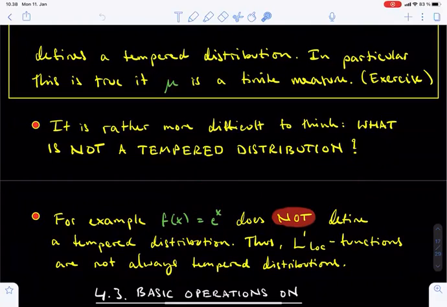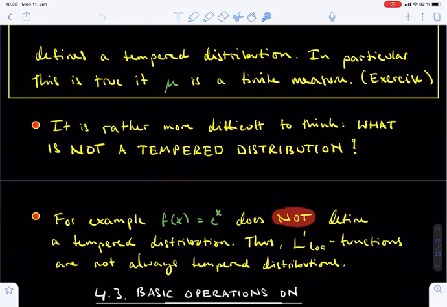The lesson here is that tempered distributions are, in some vague sense, polynomially bounded, and something which grows faster than any polynomial will typically not define a tempered distribution. In particular, locally integrable functions do not always define tempered distributions.